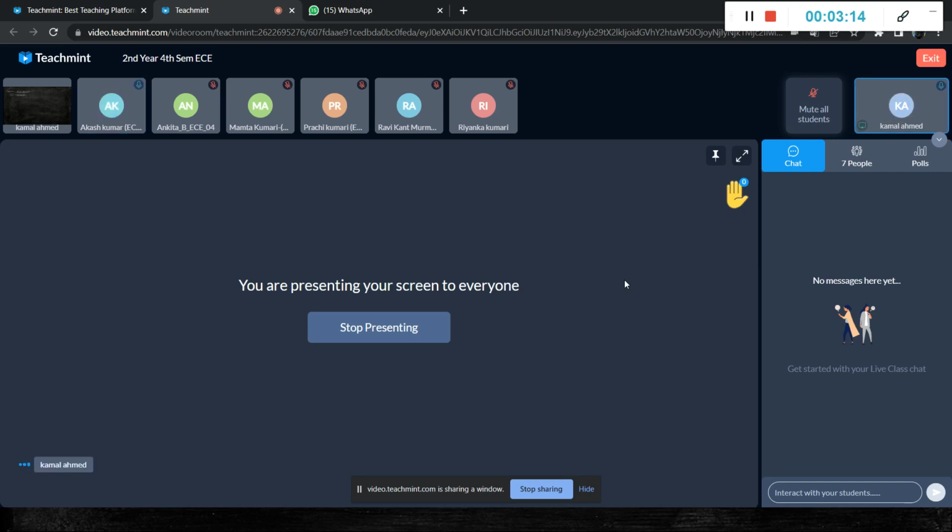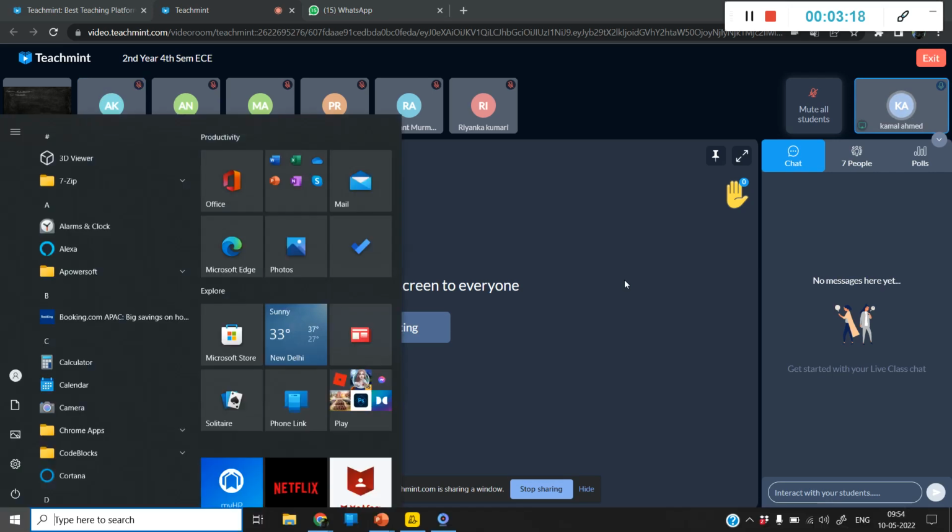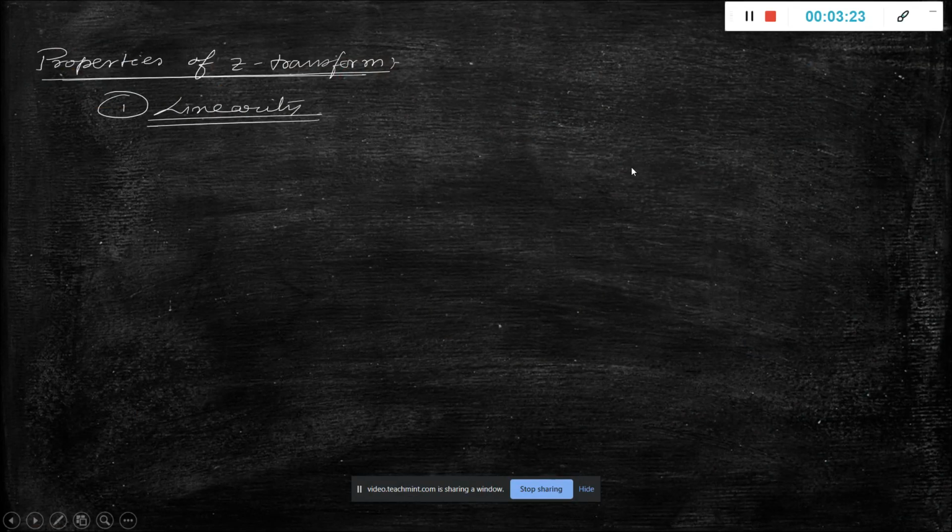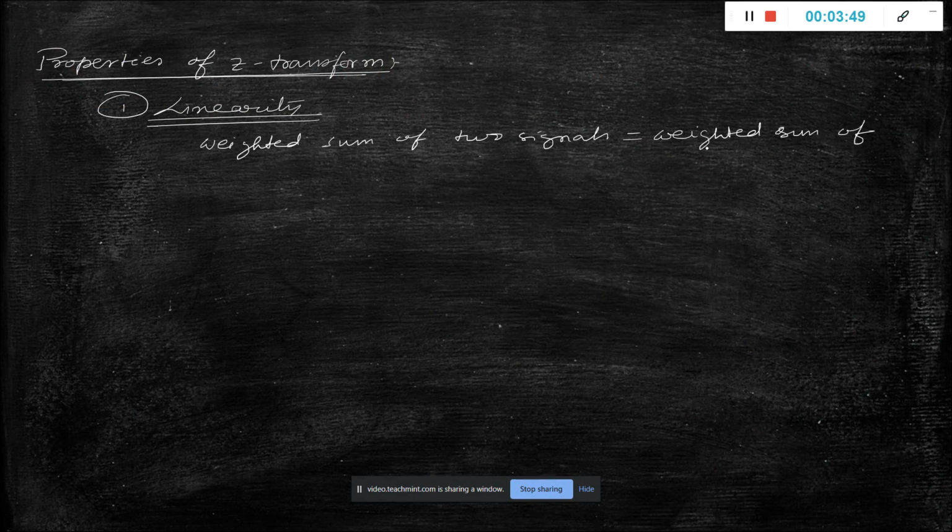Whenever we are going to check the linearity, ठीक है, हम लोग क्या करेंगे, दो सिग्नल्स लेंगे, that is two input signals लेंगे. So whenever we are going to check the linearity property, the weighted sum of two signals must be equal to the weighted sum of the individual Z transforms.